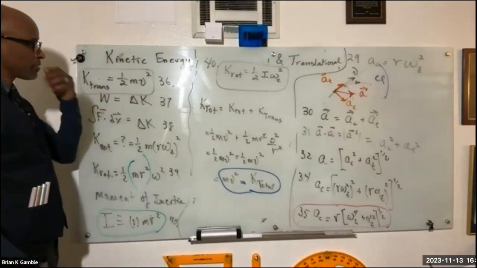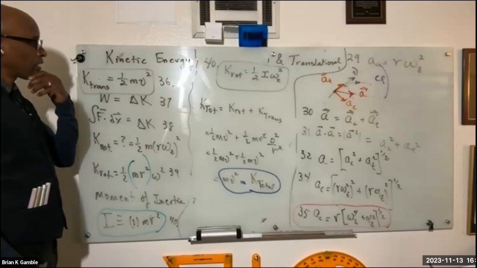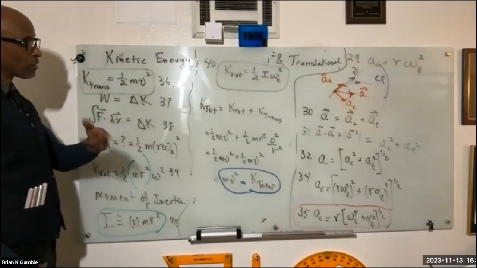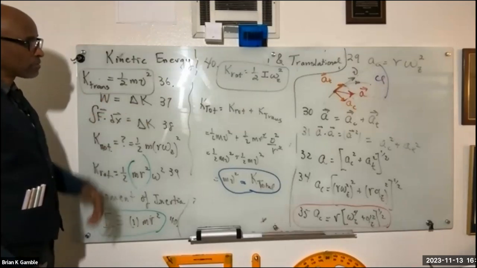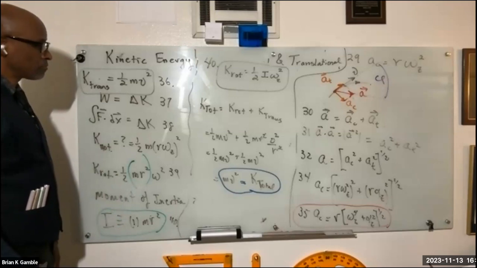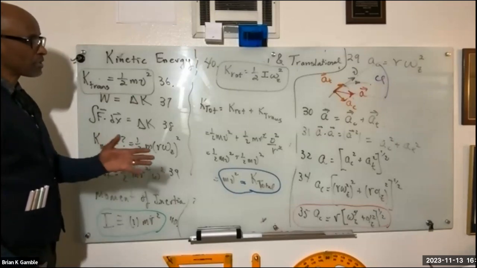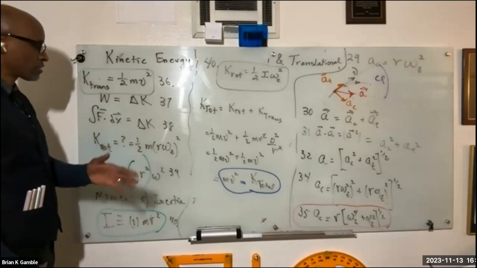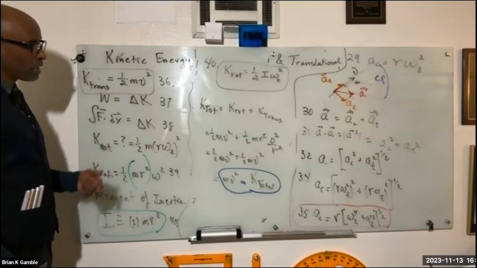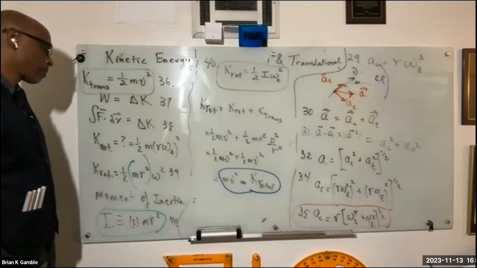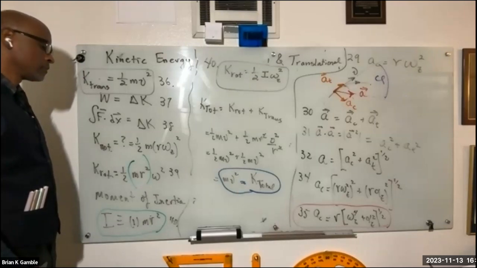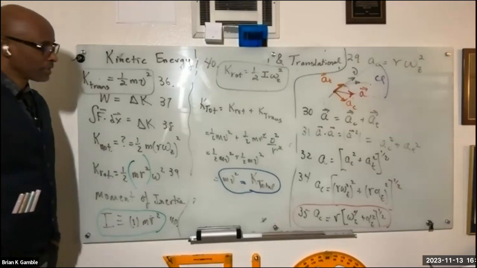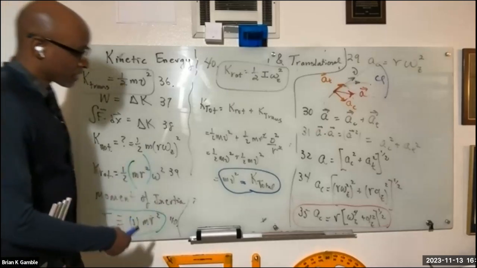It has twice as much energy if it's rotating, like rolling along, such that the translational speeds are the same. So if the translational speeds are the same, then the one that's rolling will have twice as much kinetic energy.